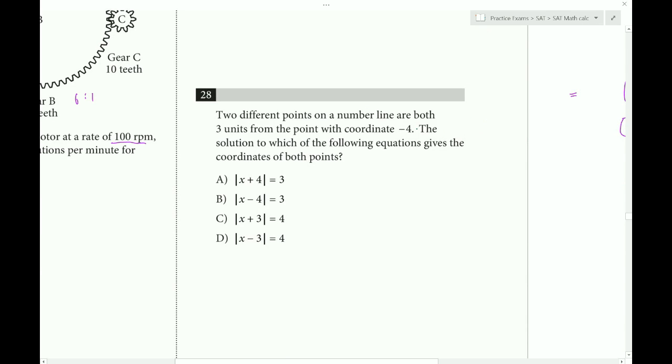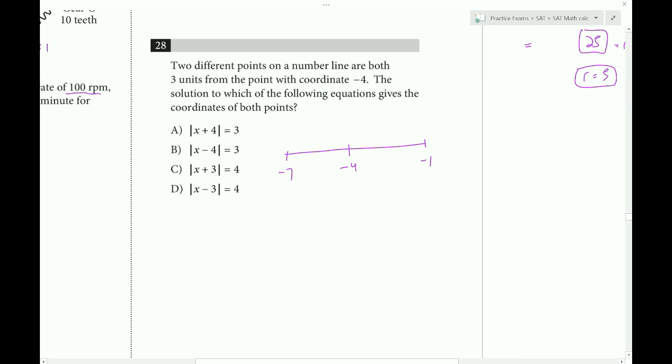Two different points on a number line are both 3 units from the point with the coordinate -4. So 3 units away from that could be at -1 or -7, right? The solution to which of the following equations gives the coordinates of both points? Okay, no problem. So let's see. It would just be choice A.